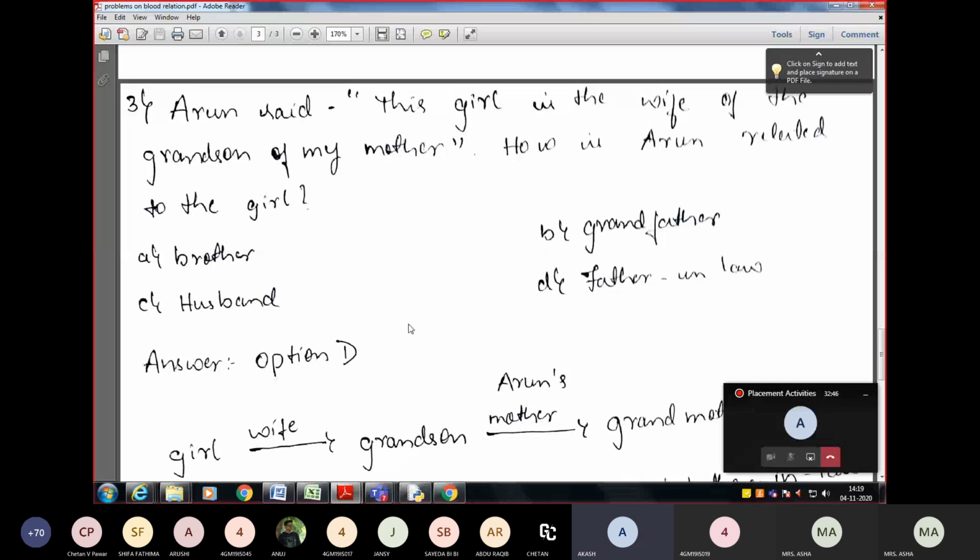Yes, ma'am. So the next question is, Arun said, this girl is the wife of the grandson of my mother. Here, the girl is the wife of the grandson of his grandmother. So the grandson is Arun's son. So she is the wife of Arun's son. So he becomes the father-in-law of that girl. So we have to go for option D, that is father-in-law. Next question.